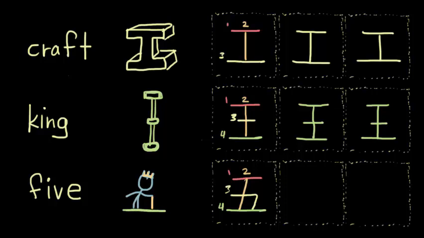Let's write it. I'm going to use blue. We got 1, 2, 3, 4. One more time. 1, 2, 3, 4.